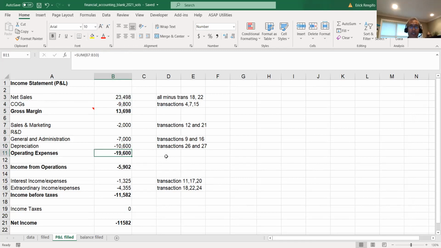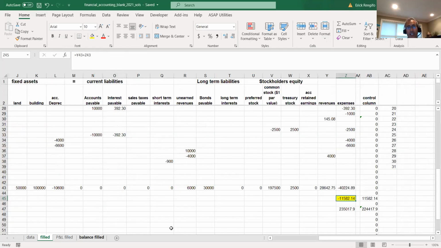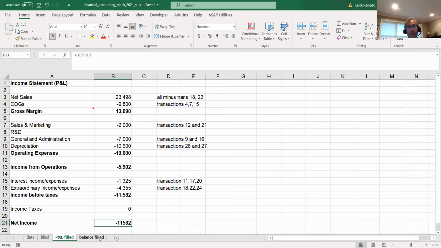And then I have operating expenses of minus 19,600. Income from operations, guys, is this number minus this number. So I'm losing already $5,000. I have interest income. I have other extraordinary income or expenses. And income before taxes is minus 11,000. As soon as this is negative, my taxes are zero. And I have a net income of negative 11,582, a loss. Makes sense? And this number here coincides exactly with this number here, for sure. Got it? Once you have this part here, it's very easy.